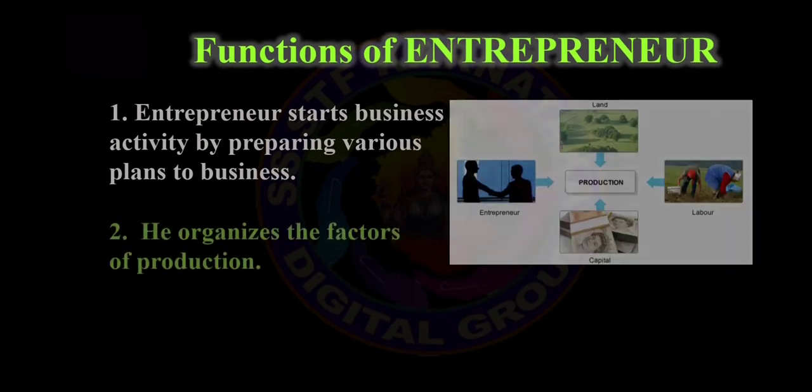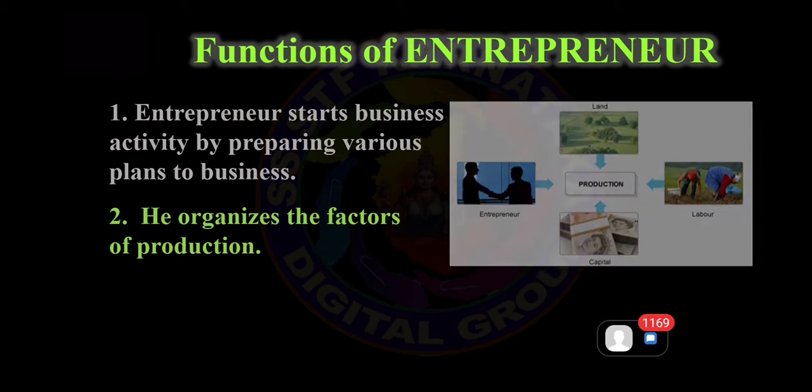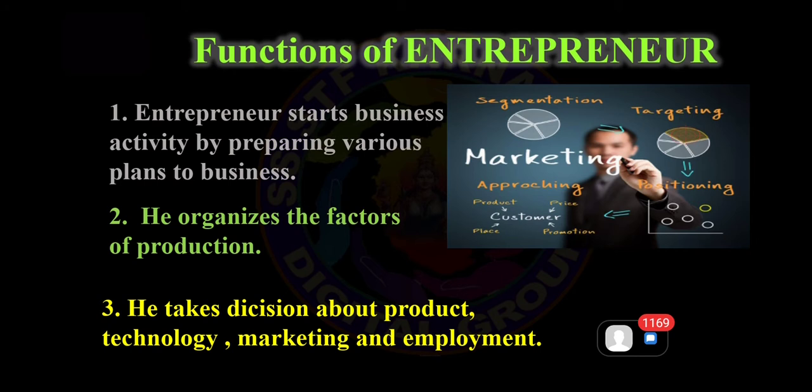Next, he or she organizes the factors of production. Here an entrepreneur will organize the factors of production, how to produce the product. Then the next is he takes decisions about product, technology, marketing, and employment. So he takes decisions about a product, technology, and marketing to do something extra for his product.